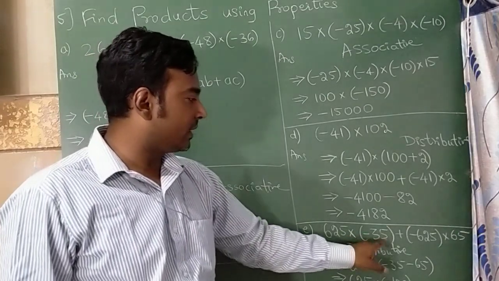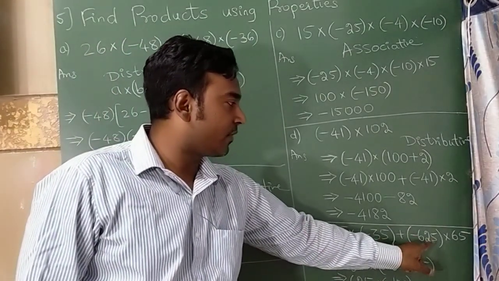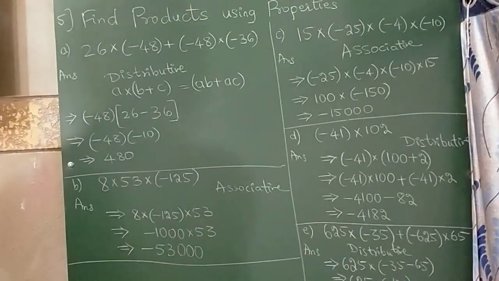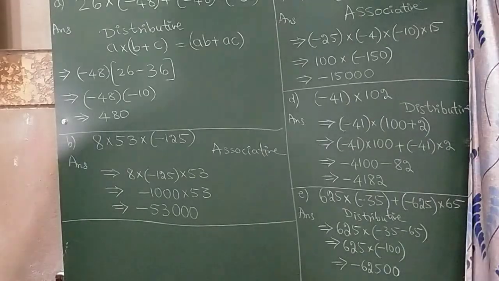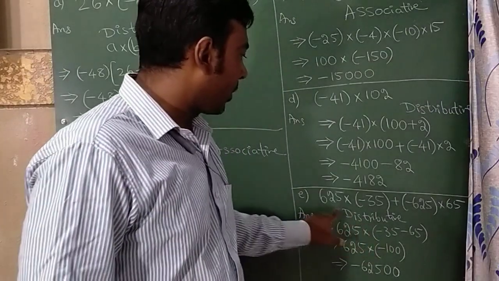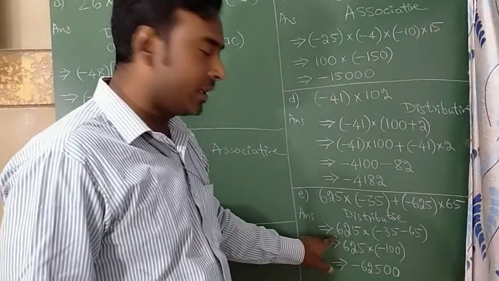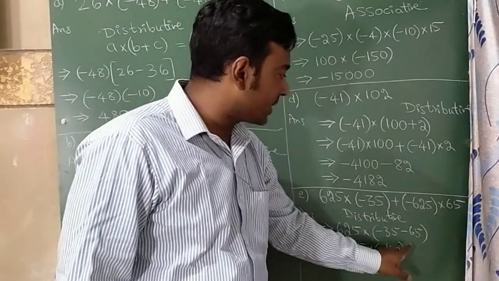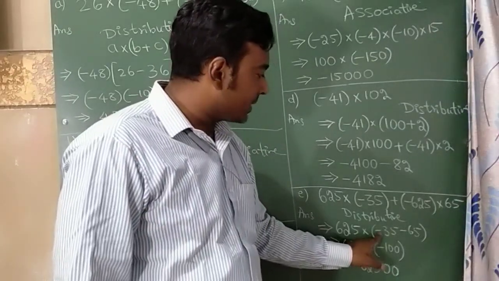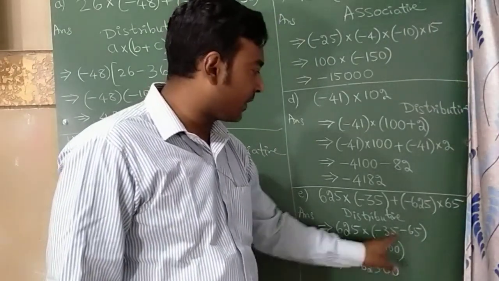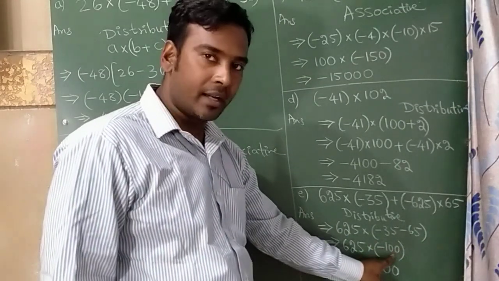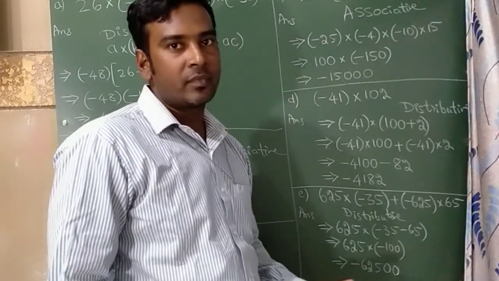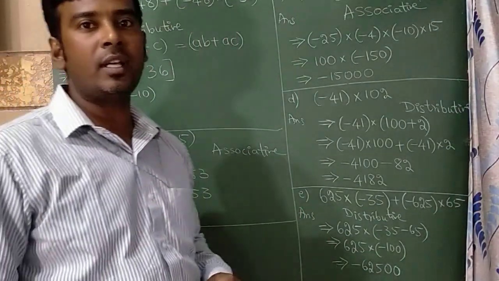Right. Now E. 625 into minus 35 plus minus 625 into 65. So let us use a distributive property for this. Now again distributive property. 625 I have written here, 625, minus 35 I have written here. This minus I have taken to the 65, that is minus 65. So minus 35 minus 65 is minus 100. Now take this minus outside here, 625, and write these 2 zeros here. This completes the question number E.